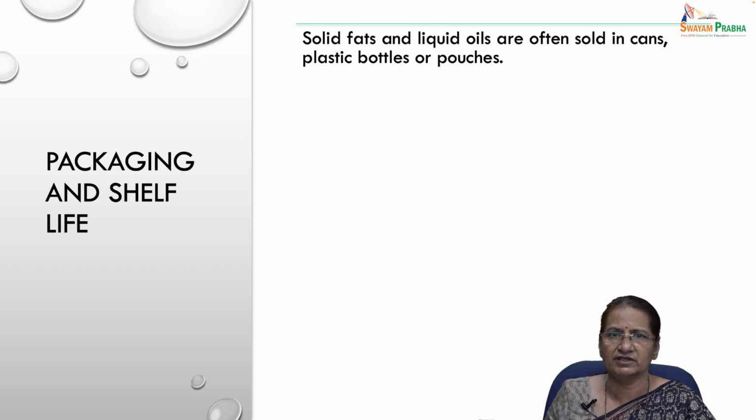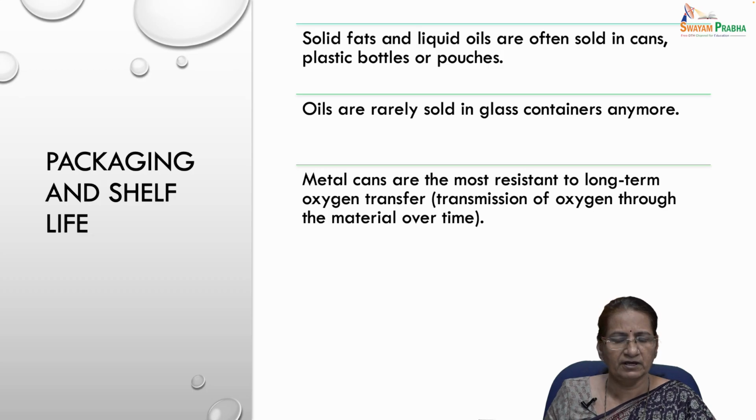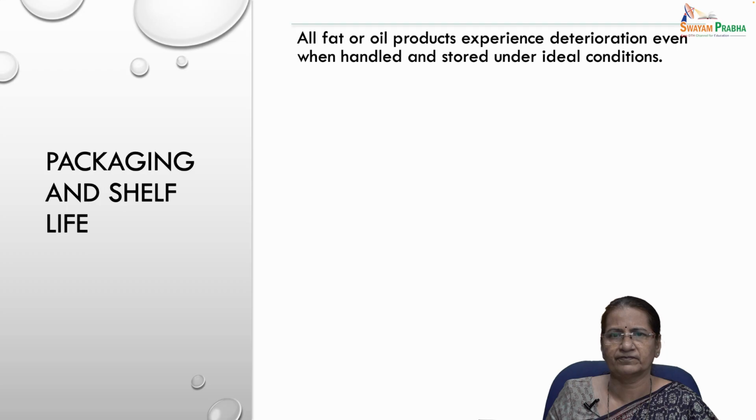Packaging and shelf life. Solid fats and liquid oils are often sold in cans, plastic bottles, or pouches. Oils are rarely sold in glass containers anymore. Metal cans are the most resistant to long-term oxygen transfer, that is, transmission of oxygen through the material over time. Plastics are not that resistant to oxygen transfer and will allow significant oxygen levels into the container in 1 to 2 years.